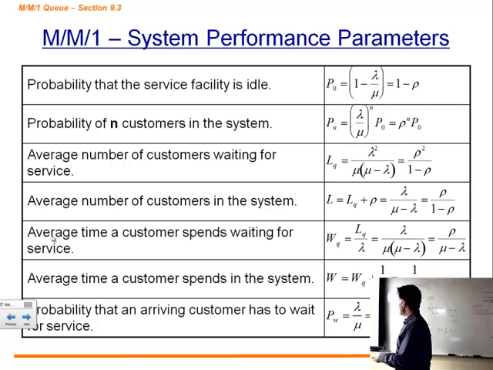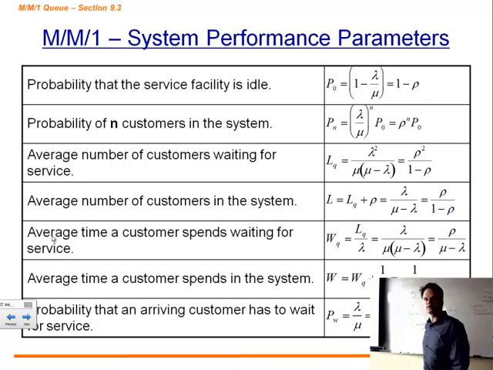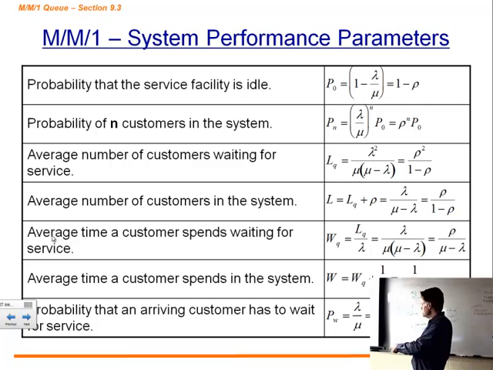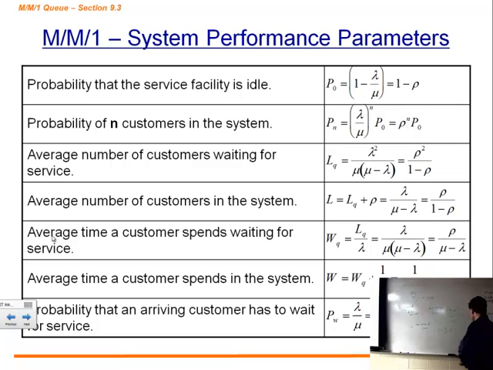All right, finally, the probability that an arriving customer has to wait for service. So when does that happen? When does a customer have to wait? When the server is busy. So what's the probability that the server is busy? It's 1 minus the probability that the server is not busy, which is 1 minus P naught. Well, that's just rho. That's the traffic intensity. So the traffic intensity also has an interpretation. This is the probability the server is busy. And so the next arrival is going to have to wait.